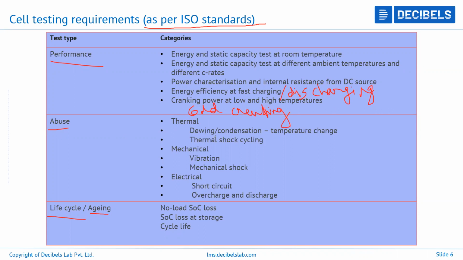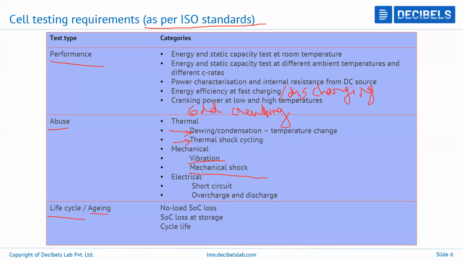Then coming to thermal, you have humidity and water type tests. You have thermal shock cycling, where you'll be exposing the particular cell and battery pack to extremely high and extremely low temperatures. Then you have mechanical tests in which you'll be subjecting it to vibration, from low to severe vibration, and then mechanical shock. Mechanical shock can include light impacts, medium impacts, heavy impacts, accidents, ruptures, cracks, and dents.